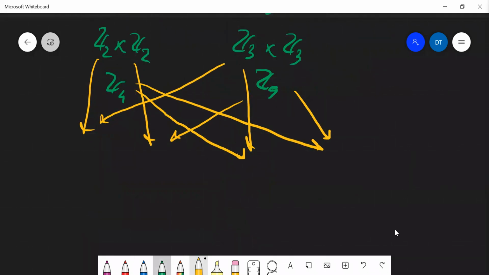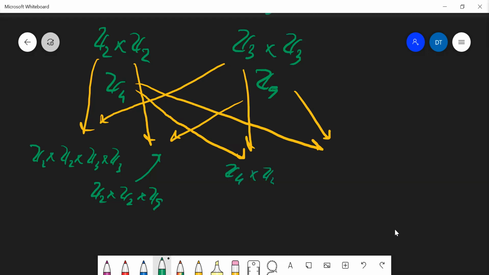The first option will be Z2 times Z2 times Z3 times Z3. The second option will be Z2 times Z2 times Z9. The third option will be Z4 times Z3 times Z3. And the fourth option will be Z4 times Z9. And these are all possible finite abelian groups of order 36.